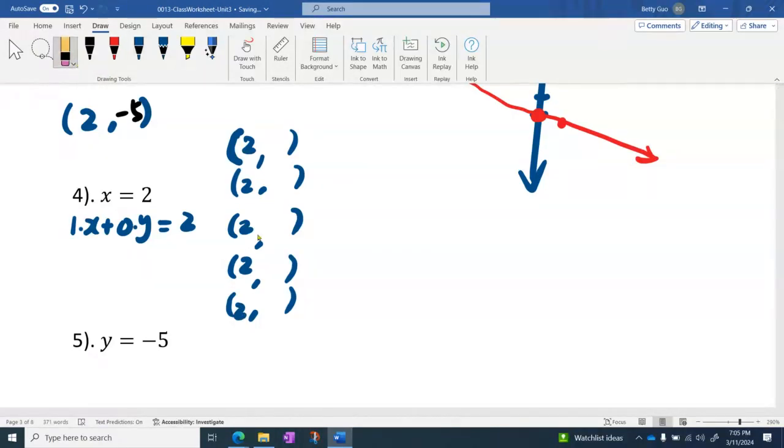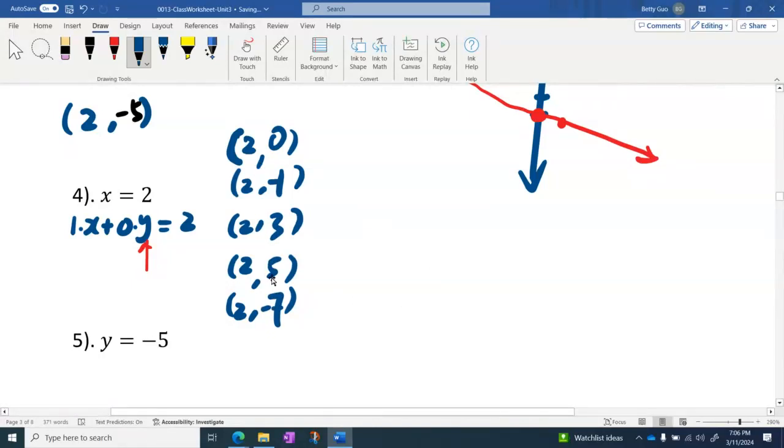X is 2. What about y? When you plug in y here, the coefficient of y is 0. 0 times y is 0, so it really doesn't matter what the value of y is. It's all satisfied, right? Y could be any real number. Let's pick some convenient numbers like 0, -1, 3, 5, -7. I'm just randomly giving some numbers. Y could be any number.